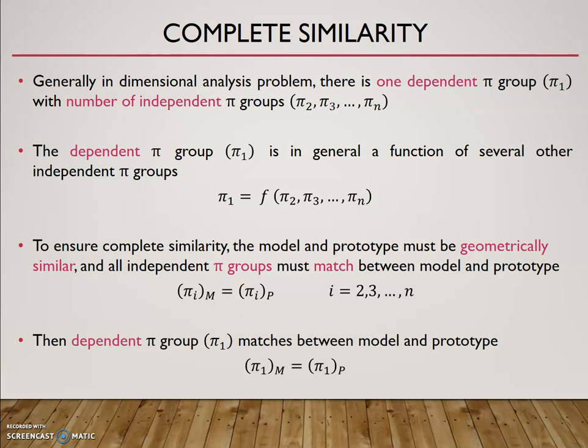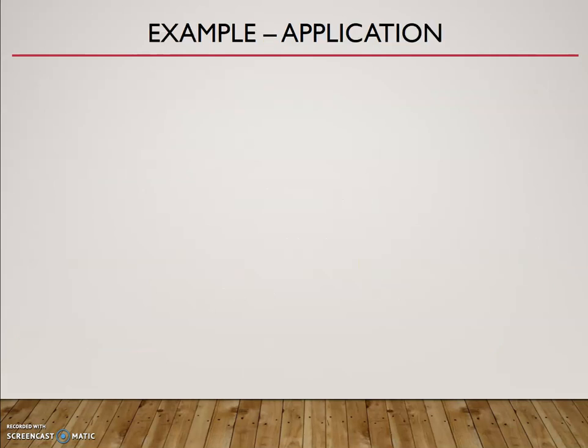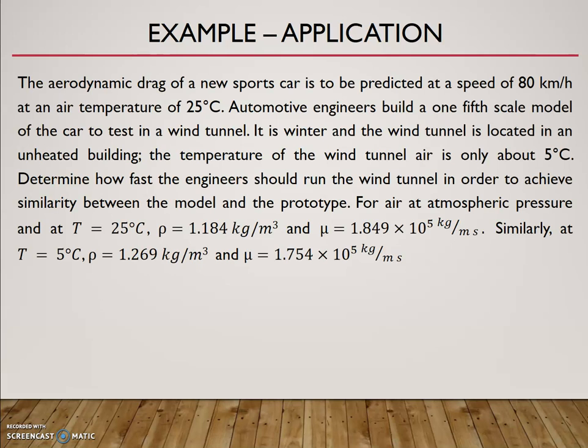To have a clearer understanding, let us consider one example. In this example, you are asked to find the model velocity in the wind tunnel to achieve similarity between model and prototype. All the other relevant parameters are given as data. Try to work this out as homework, and let us meet next time with the solutions. Thank you.